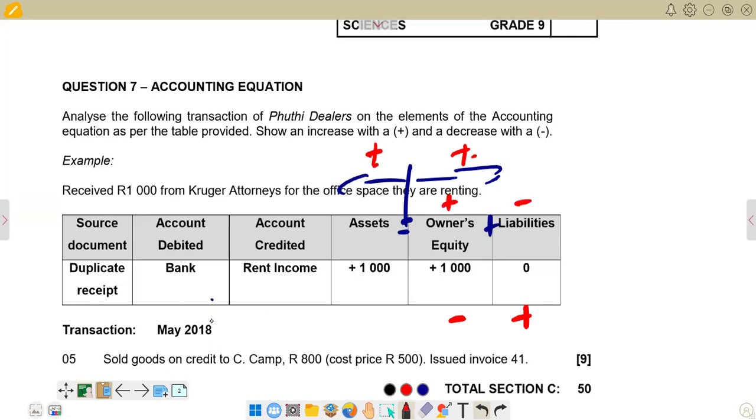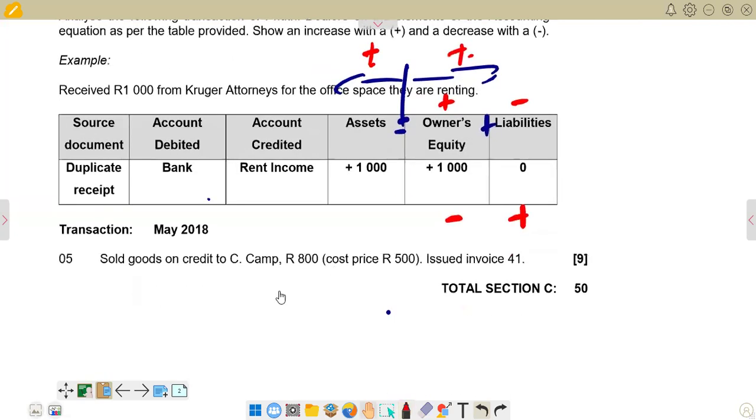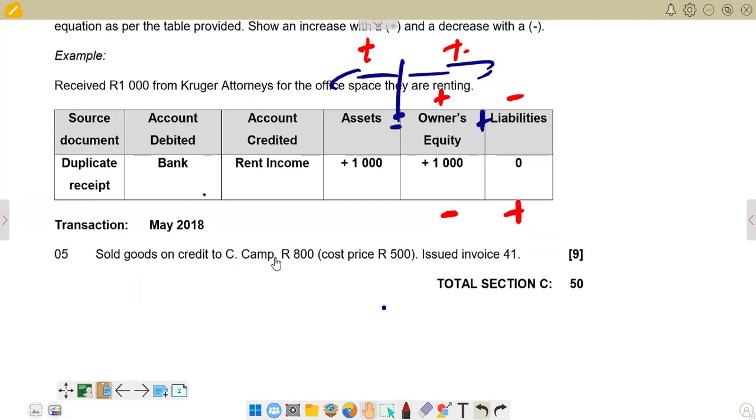So according to the transactions that we have, let's try to see. We have a transaction which reads: sold goods on credit to CCAB for 800 rands, in brackets cost price is 500 rands, issued invoice number one. You see that whenever goods are being sold, we have two double entries. We record the sales that have taken place, and we are also supposed to record the double entry for the goods that are being sold, the cost of goods sold.